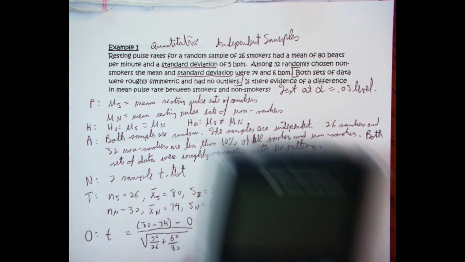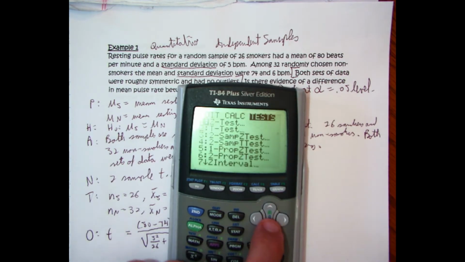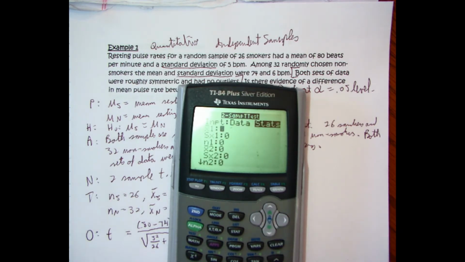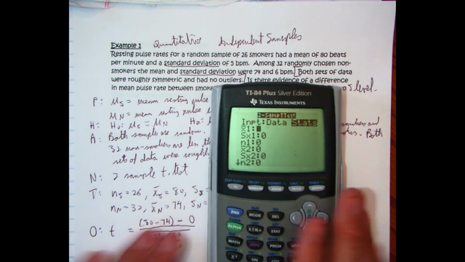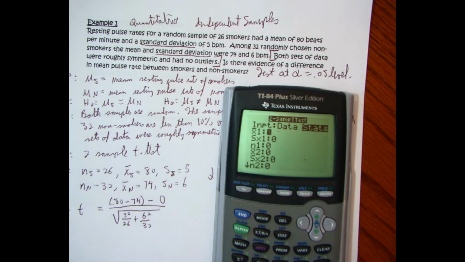I can't even calculate this right now because I don't have the degrees of freedom. So I am just going to go to the calculator, and we're going to go to 2-SampTTest, and now we've got to use statistics. It's going to ask us all these things, so we need this information right here. Smokers are our x1: their mean is 80, their standard deviation is 5, their number is 26. The x bar for non-smokers is 74, the standard deviation is 6, and the number is 32. Okay, and we're going to do the not equal to.